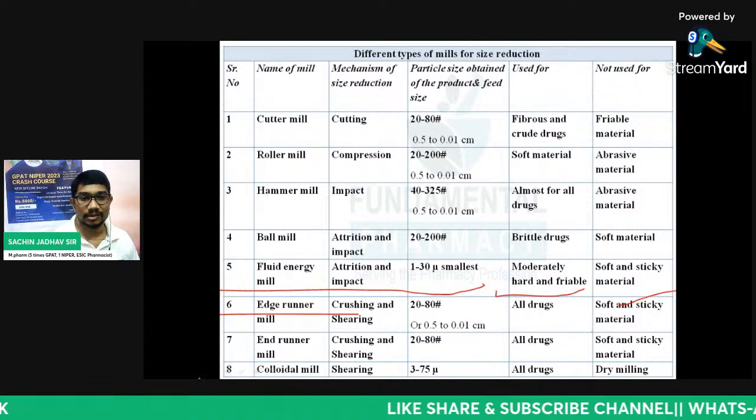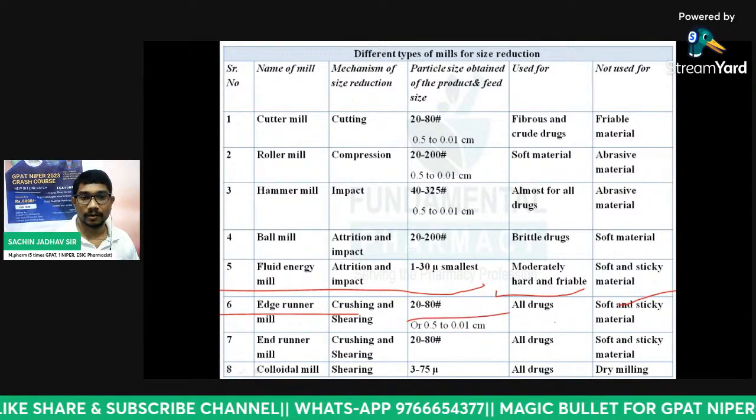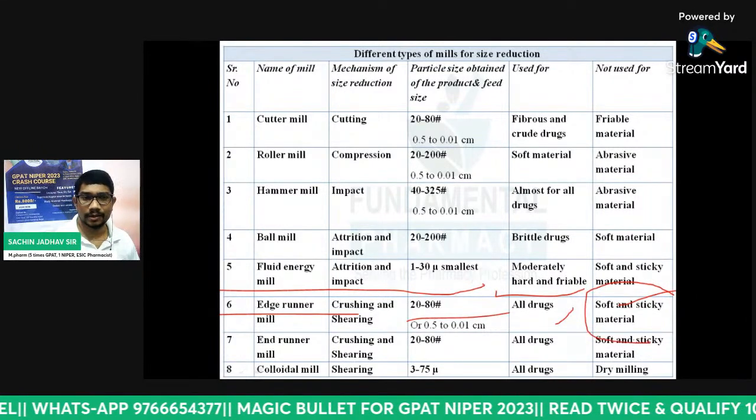Crushing and shearing is the mechanism. Then particle size of it is 20 to 80. It is used for all kind of drug, not used for soft and sticky material.